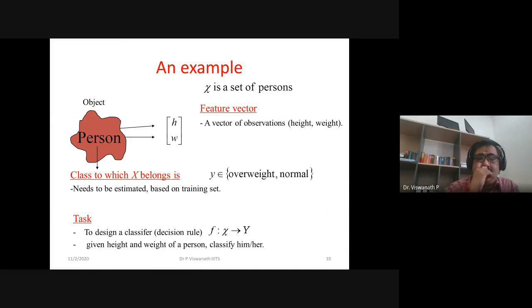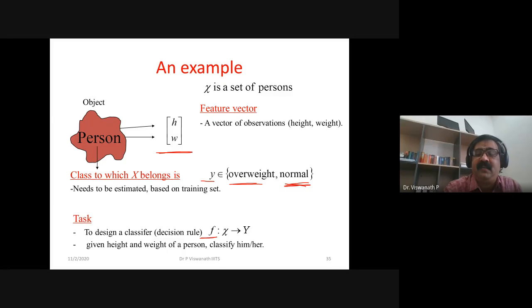Now, this is one simple example. For example, the object is a person. A person may be represented with the height and weight. Now, the label may be overweight or normal. The classification problem is, given a person's height and weight, you want to classify the person as overweight or normal. That means you want to learn this function, which is going to map.